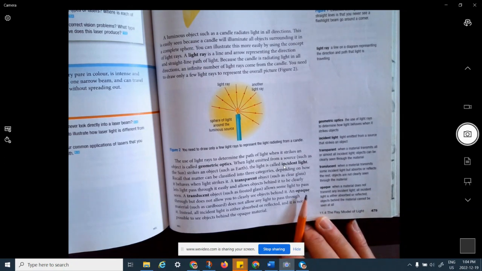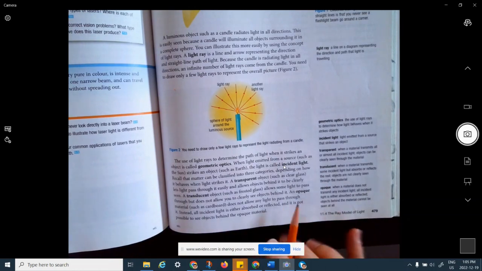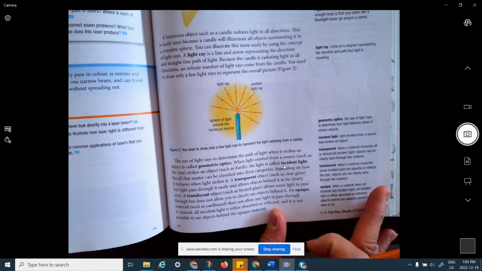Okay. So with transparent and translucent, light will go through, but with translucent, the angles and the directions will be all scattered. So in this case, you can't see behind a translucent glass. Okay. Opaque doesn't transmit any light at all.